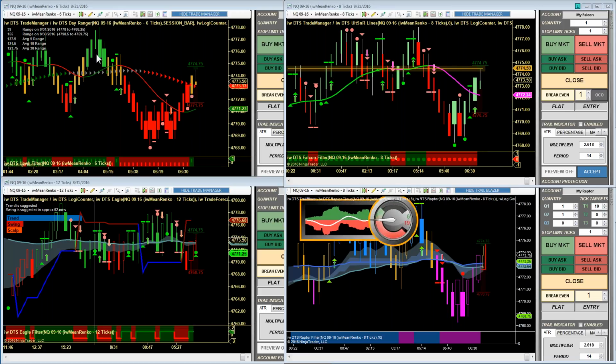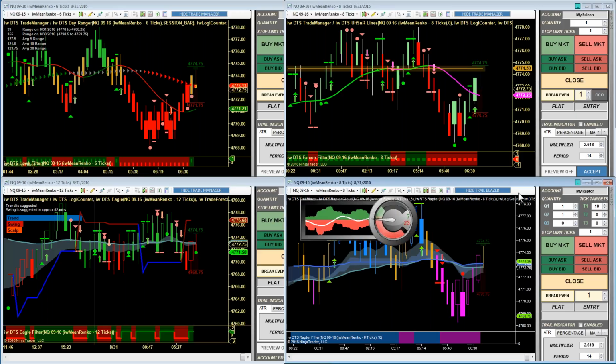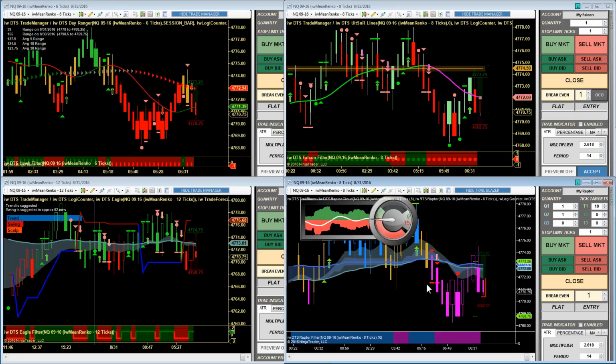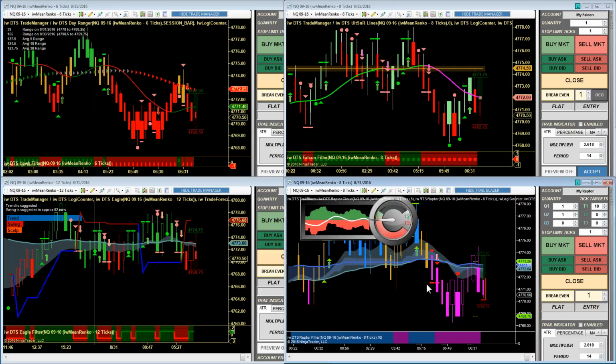Here in the top left, we have the Hawk Scalper. Top right is the Falcon Swing Trader. Bottom left is the Eagle Trend Trader. And the bottom right is the latest addition to the DTS family. This is the Raptor. The Raptor is actually a hybrid. It incorporates elements of the Hawk, the Falcon, and the Eagle all into one chart.